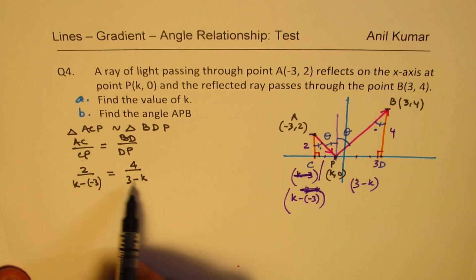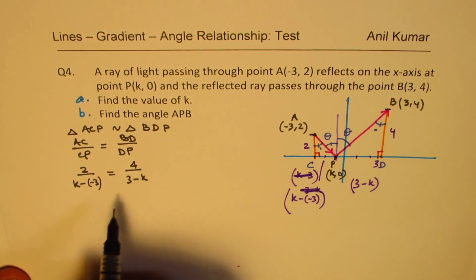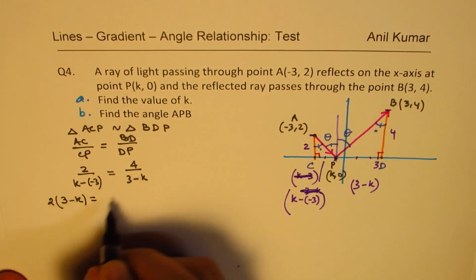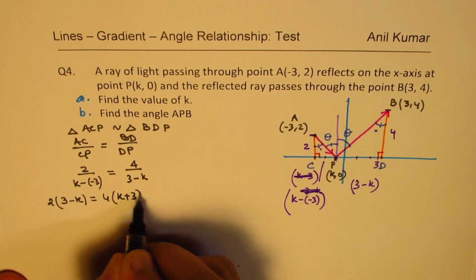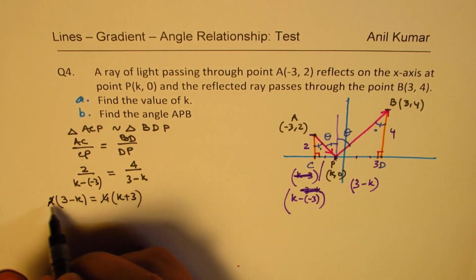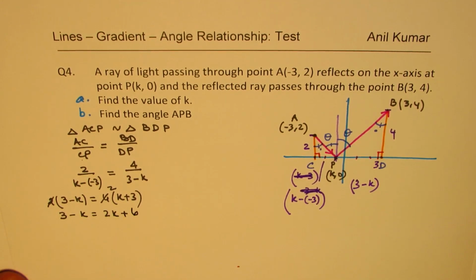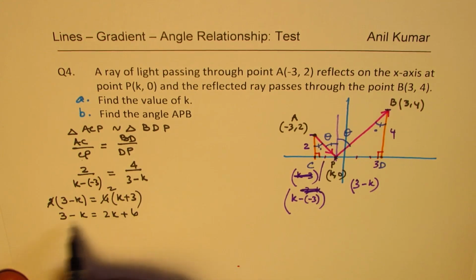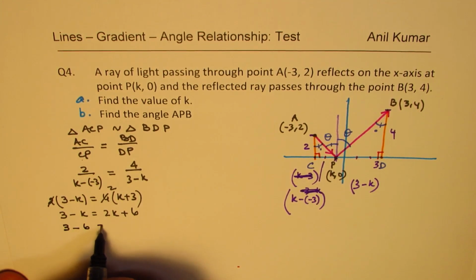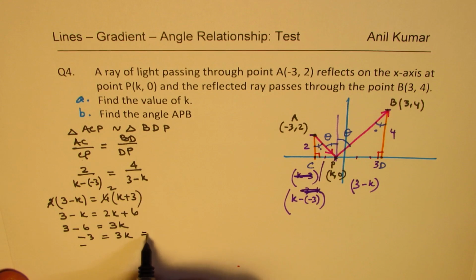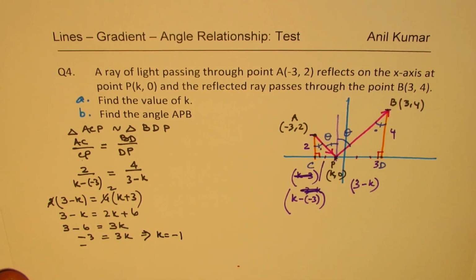Now we can find the value of K by cross multiplication. Do you get the idea, right? So we get 2 times 3 minus K equals 4 times K plus 3 in this case. So that cancels with 2. So we can now say this is 3 minus K equals 2K plus 6. And bringing this on the other side, 6 on this side, we get 3 minus 6 equals 3K, or that is minus 3K. So we actually get minus 1. Okay. So this implies that K equals minus 1.